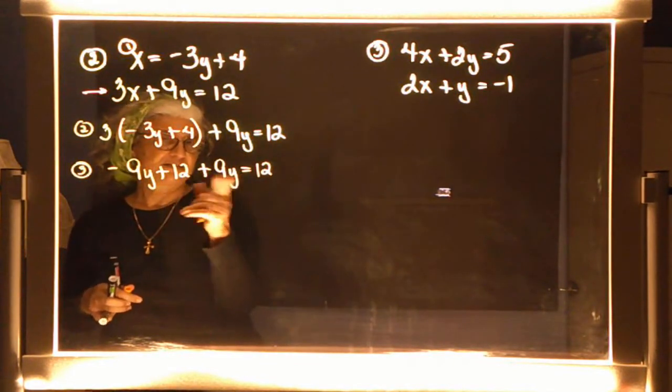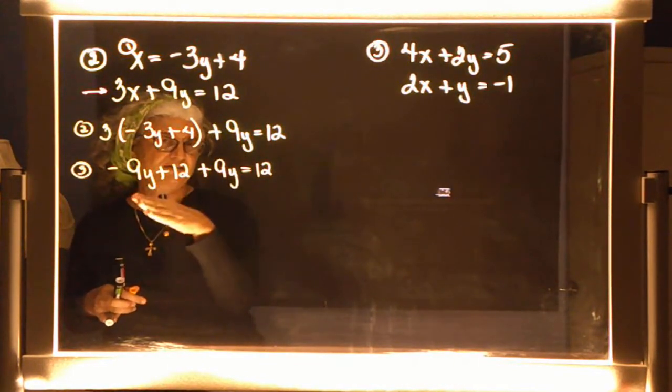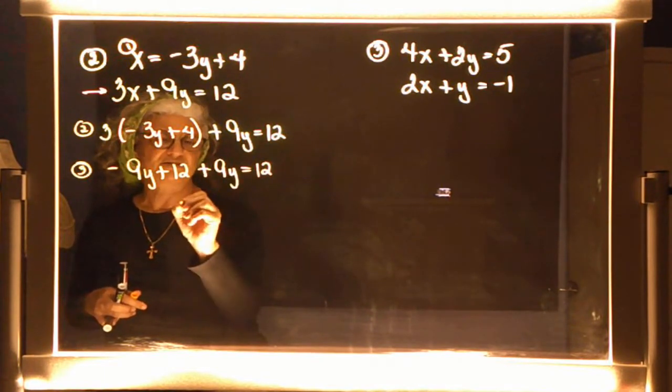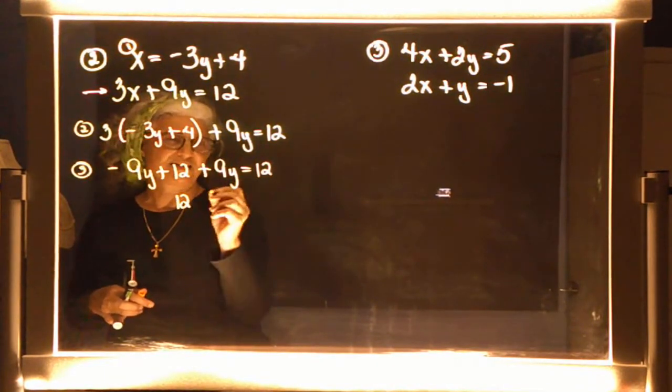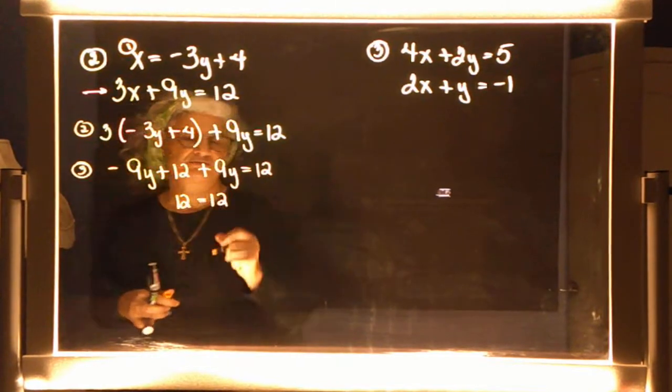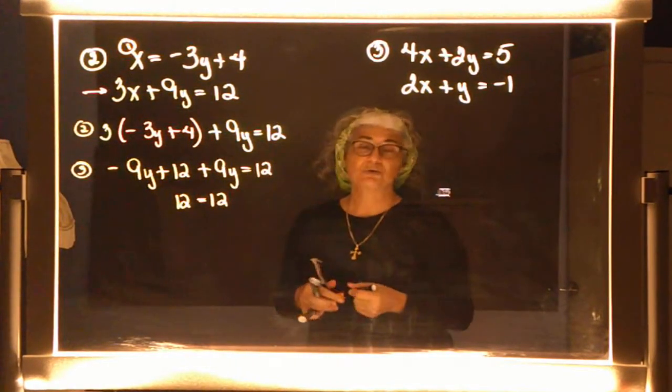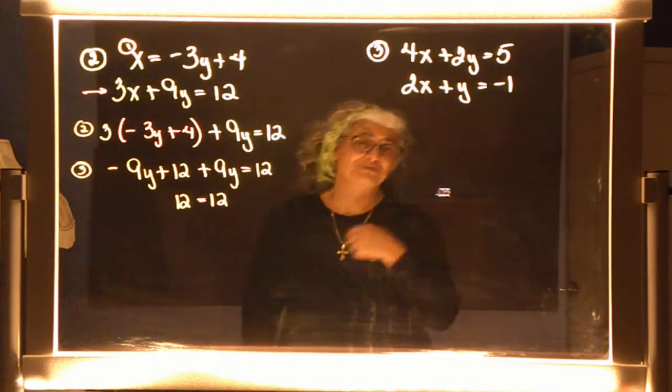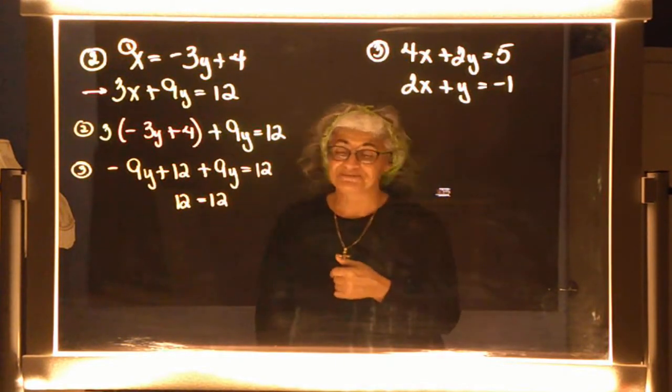I'm seeing the minus 9y, minus 9y and a positive 9y. That's going to drop out. So on the left side, I just get 12. Uh-oh. So we wiped out all the variables. Now what do we do?